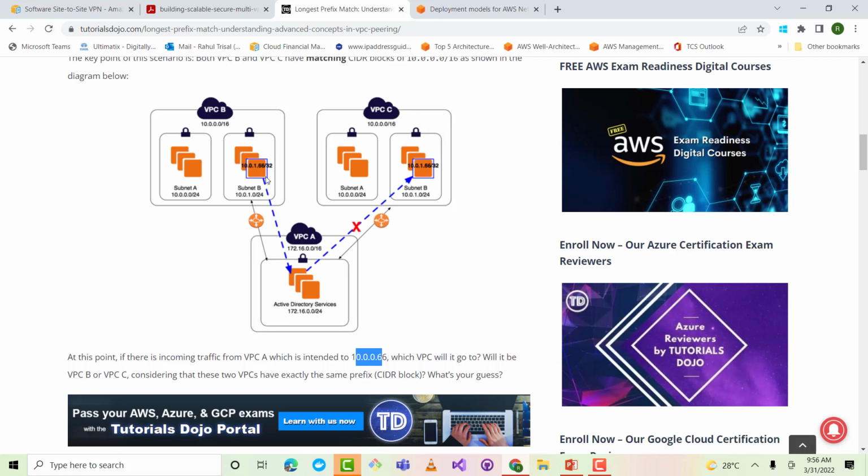So which is the closest? It is the one with VPC B, because it's a more precise entry than VPC C. So that's how it will decide where to route the traffic. That's a concept you need to know. I think this is pretty much it.